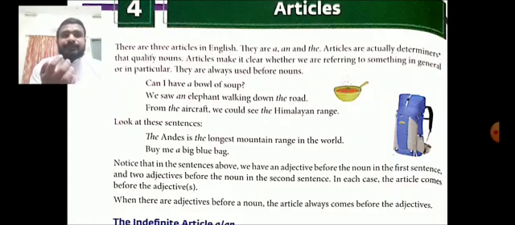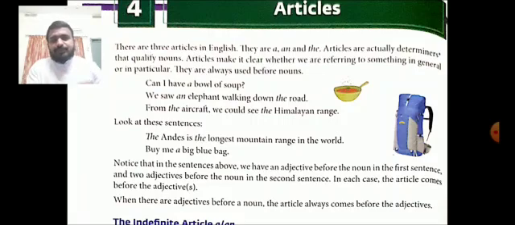Articles make clear whether we are referring to something in general or in particular, and they are always used before the nouns, so they are called the determiners. About these determiners, we'll be learning in detail in coming chapters. And in this chapter, we are going to see what is the duty of the articles, where are they used, and where we should not use the articles.